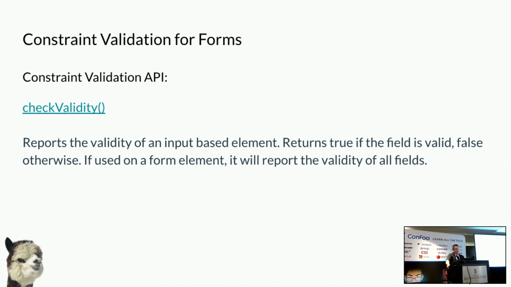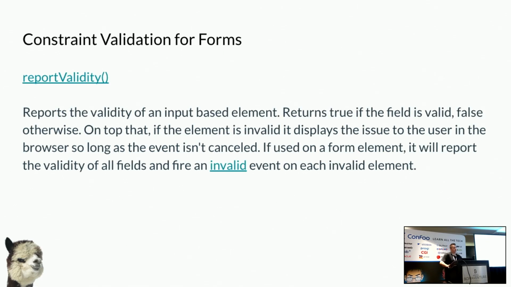Now, the things that you might not have seen are some JavaScript methods, and this gets back to progressive enhancement, because sometimes JavaScript isn't available. I think realistically, JavaScript is almost always available. There are obviously assisted devices where it might not be, so that can fall back to just regular form validation. But this is where you can start using stuff to enhance that default form validation. This one, if you run it, just checks if the field is valid or not. I'm going to have a demo later showing all this stuff. And then you have report validity. It's the validity of an input-based element. It returns true if it's valid, or false otherwise. But on top of that, if it is invalid, it displays the issue to the user in the browser.